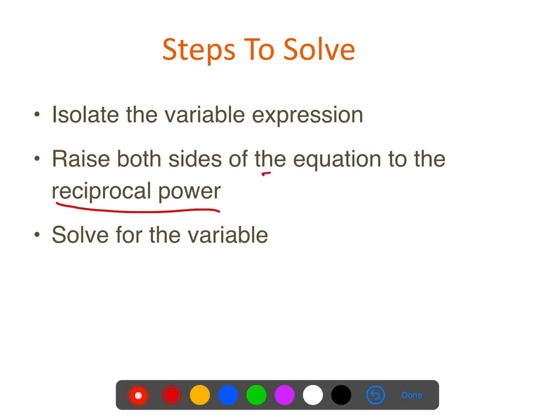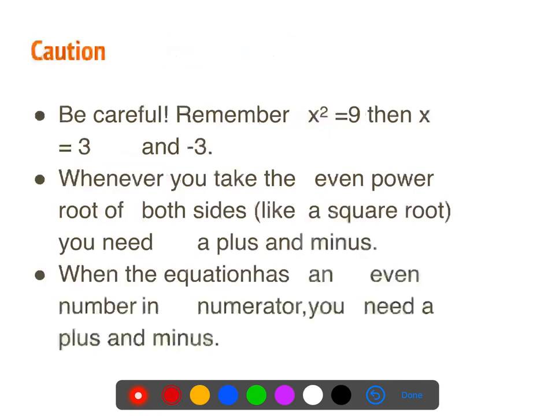So we have a few steps to solve. First, we have to isolate our variable expression. And then we're going to raise both sides to the reciprocal power. That means you flip over the exponent. So if you have a fraction like 2/3, that's going to flip over and become 3/2. And then the last thing we're going to do is solve for the variable, since they are equations.